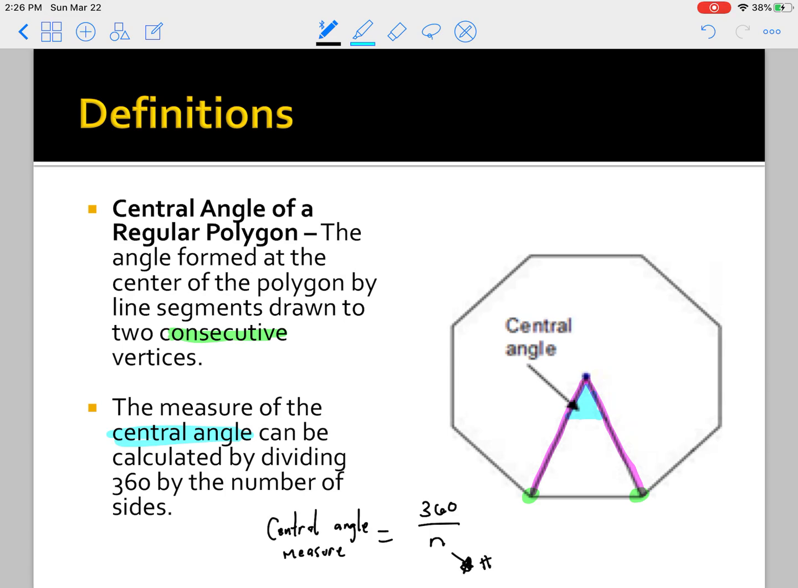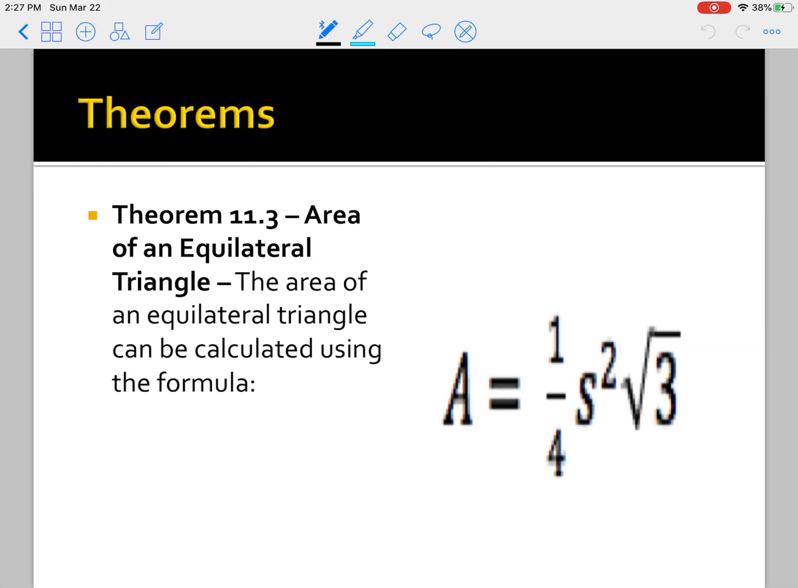And once again, we always call n the number of sides. So if it were a 10-sided figure, we would have 360 divided by n. In this case, we have 1, 2, 3, 4, 5, 6, 7, 8 sides. So we have 360 divided by 8 in this particular example, which is equal to 45 degrees. So the measure of this central angle would be 45 degrees.